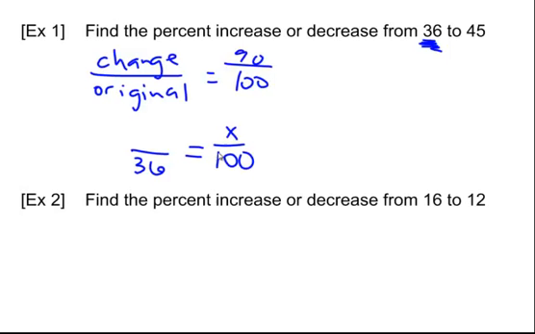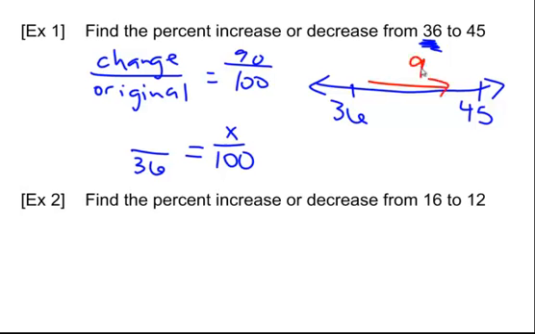Now here's where people usually have trouble. How much does it change by? It doesn't change by 45. It changes to 45. It goes from 36 to 45. If you were picturing a number line, it goes from 36 all the way over to 45. So how much did it change by? Well, it changes by 9. It increases by 9. So our actual change is going to be 9. You could also just subtract 45 minus 36 and get 9.